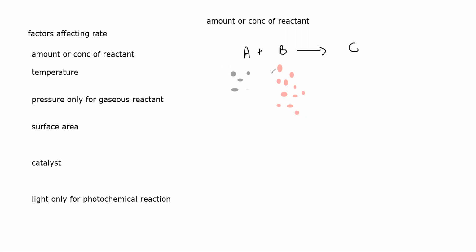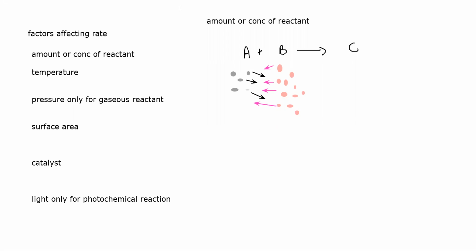Now, when they start to react, how do chemical reactions occur? The chemical reaction occurs by collision of the particles. When the particles collide with each other, the chemical reaction occurs. So in the beginning, you have more particles, so you will have more collisions.